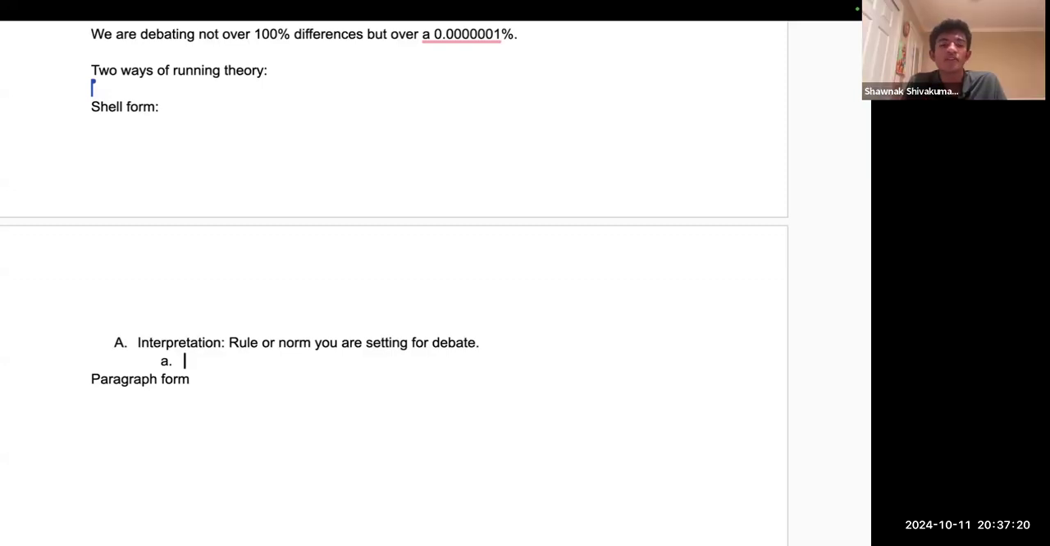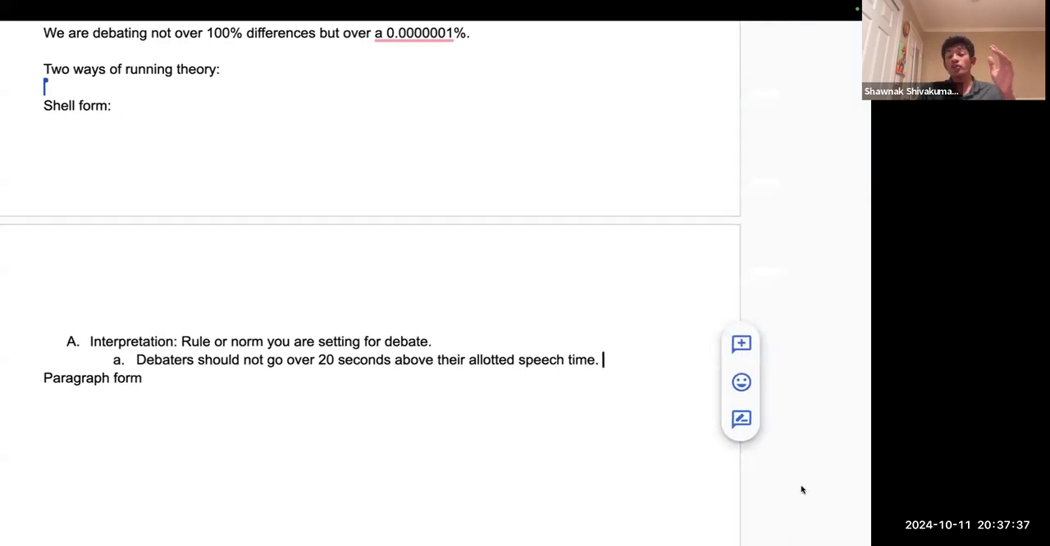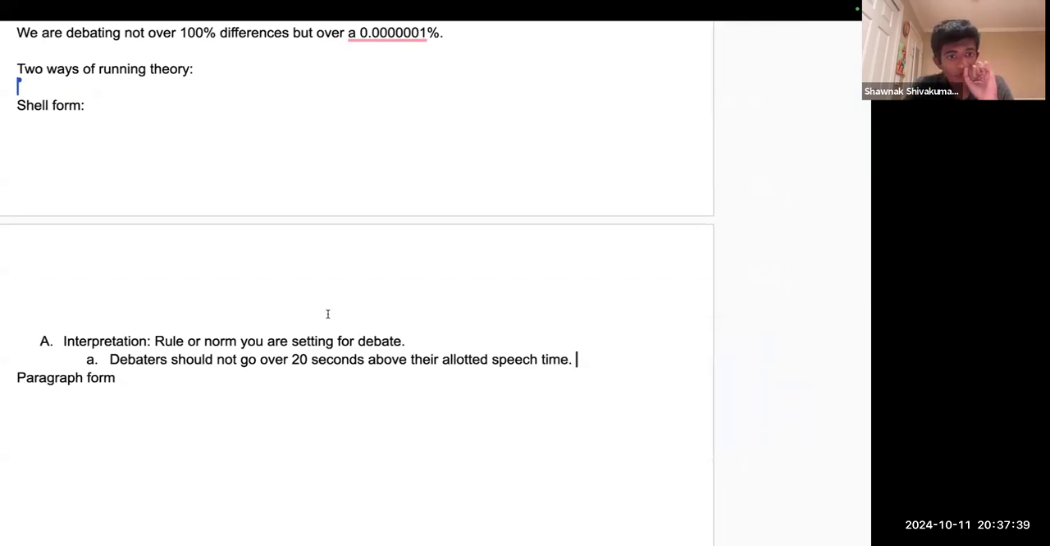There's something missing from that interpretation. Who is not going over 20 seconds? The judge? The opponent or the debaters? Debaters shouldn't go over 20 seconds of their speaking time. Debaters should not go over 20 seconds above their allotted speech time. And you want to make your interpretation, whenever you're running theory, as specific as possible.